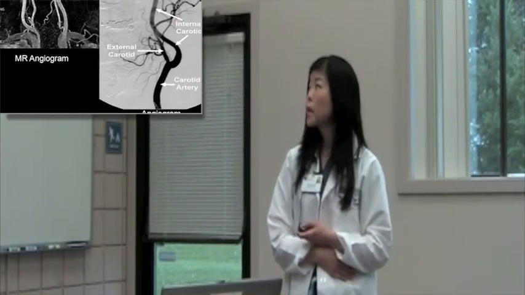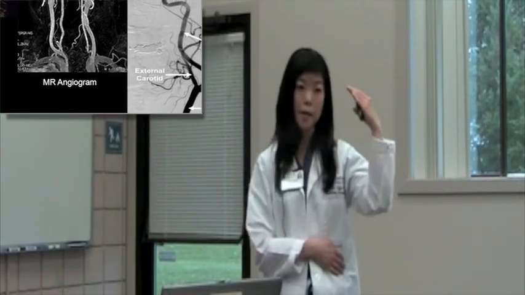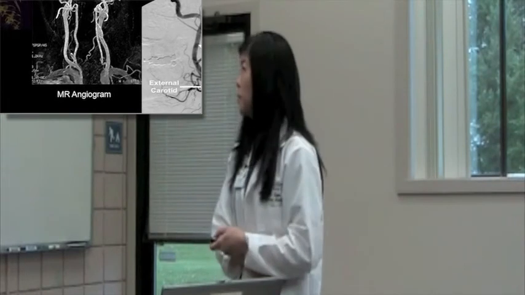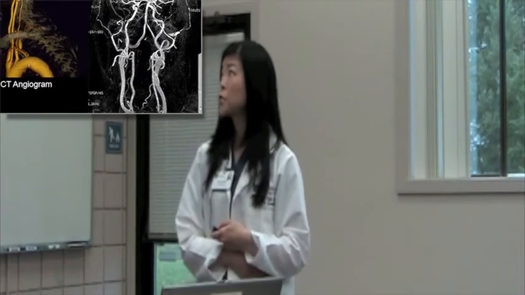There are some other ways to take pictures of your carotid arteries. You saw this picture earlier, the angiogram, where we actually shoot dye into the artery and take that picture. There are other ways to do it without putting a catheter or a needle into your blood vessels, and that's by doing an MR angiogram or a CT angiogram, and these are just examples of those pictures.